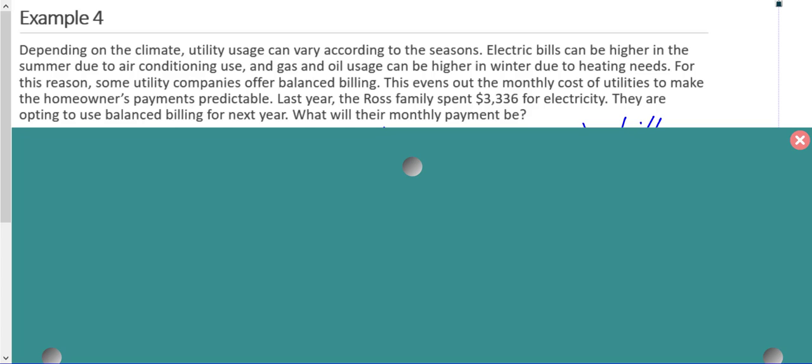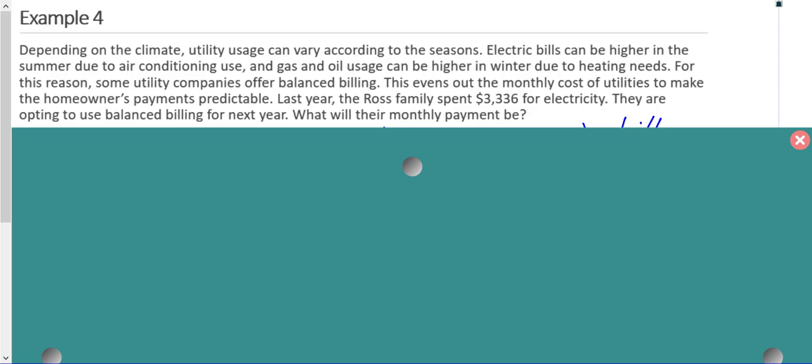For example, if you live in the South, where it gets extremely hot in the summer, you may end up paying a lot more in the summer than you would in, say, the winter. Or vice versa, if you lived up in, say, Alaska, where it gets really cold, you might end up paying more money in the winter for heating than you would in the summer. So, because of this, many utility companies offer balance billing.